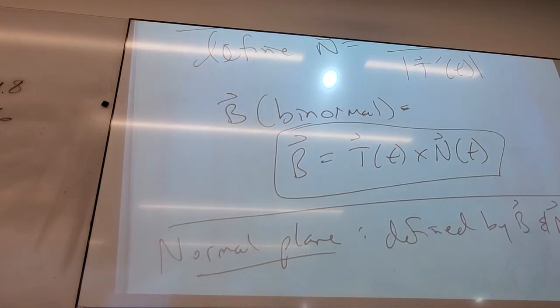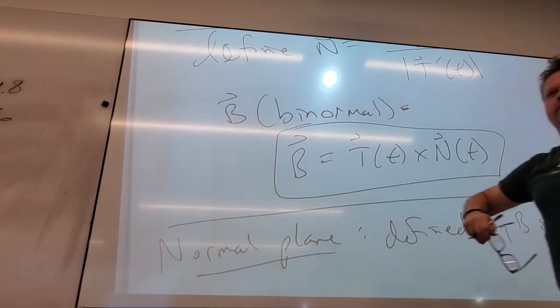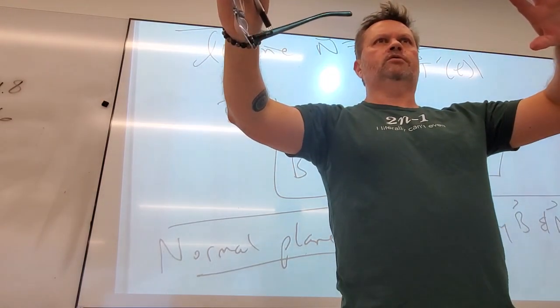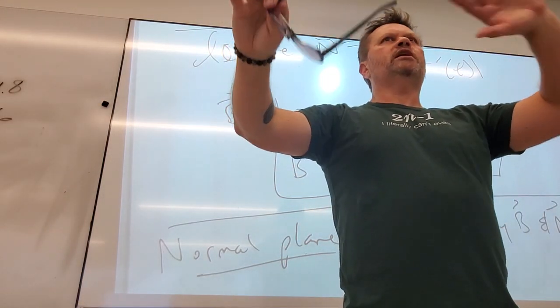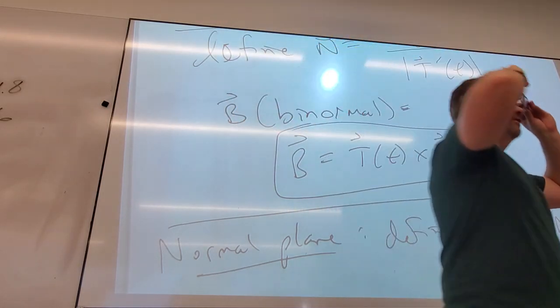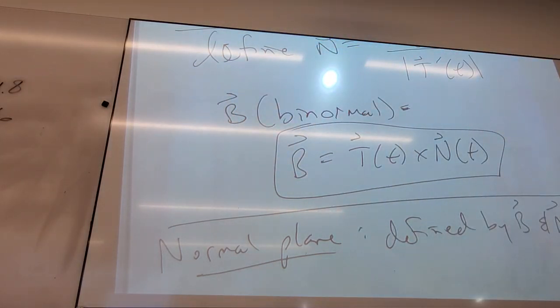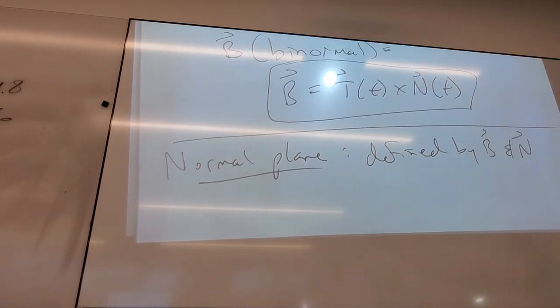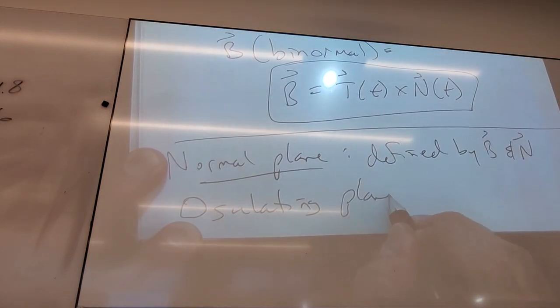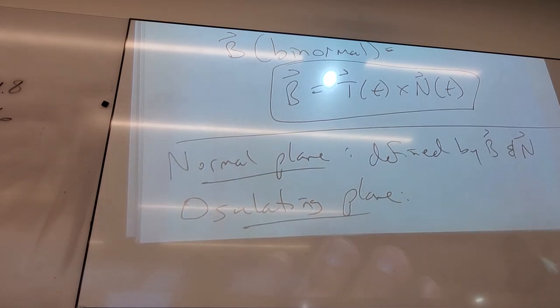Now here's what gets interesting. So the normal plane kind of makes sense. It's got to have the normal vector in it. And it's kind of like the plane that's perpendicular to what I'm about to say. There's a really weird word for this. And this is called the osculating plane. This one is defined by T and N.